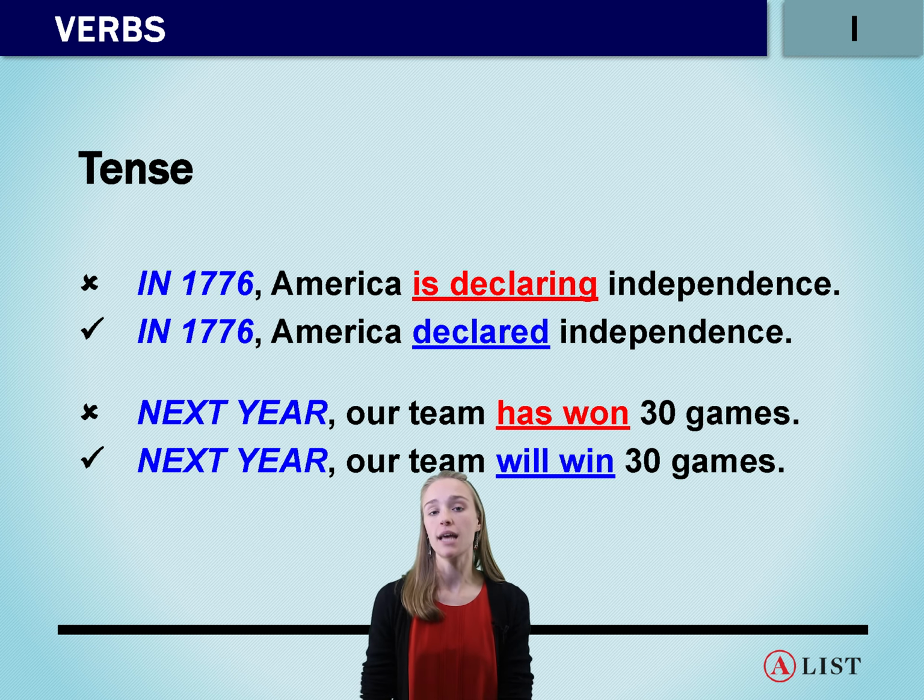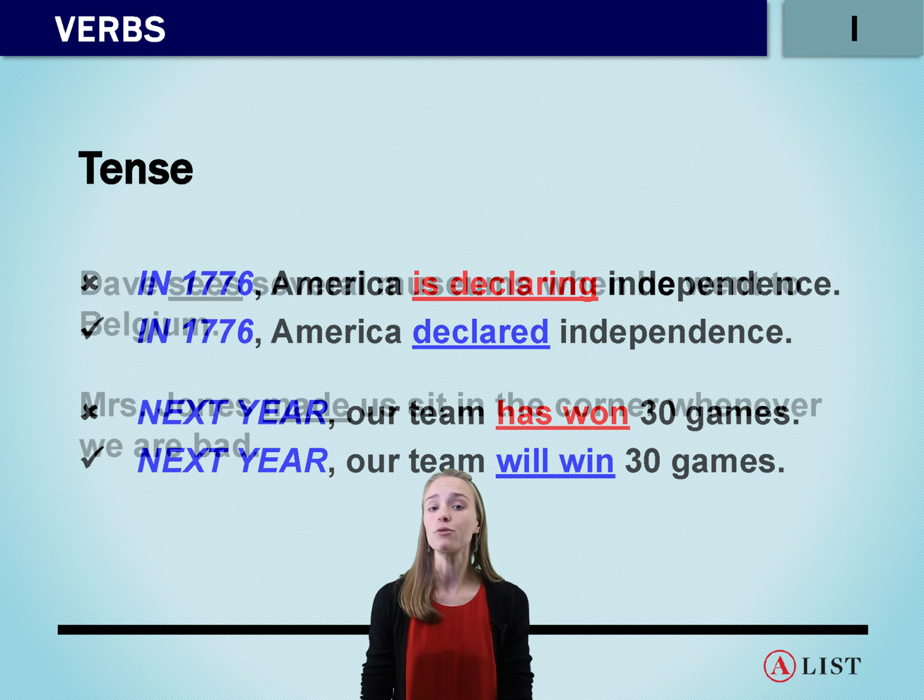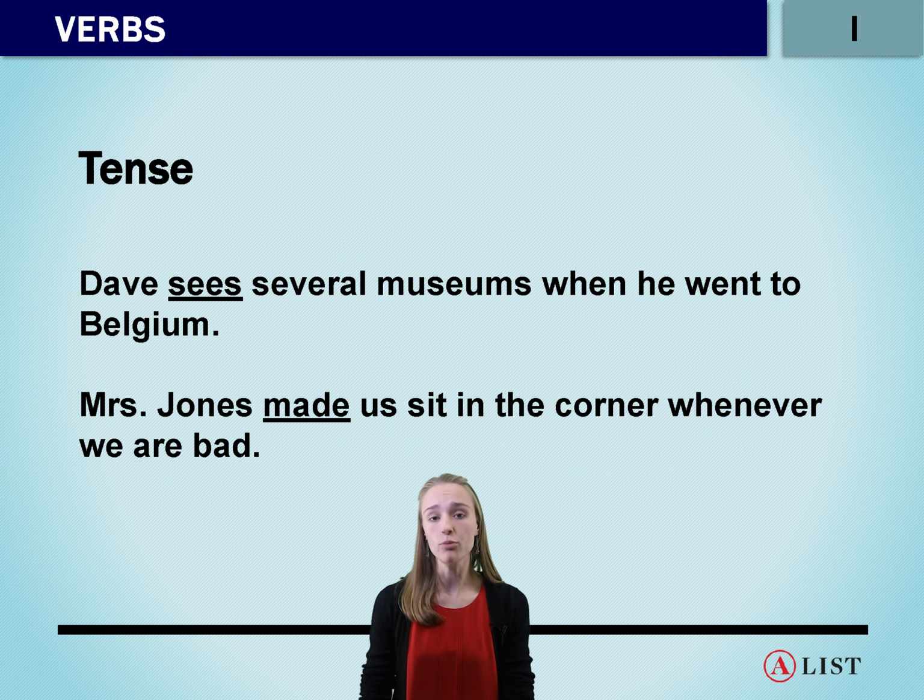Sometimes we're not going to have very obvious time words in the past or in the future, so what we need to do is look for other context clues in our sentence. Sometimes we're going to look for other verbs. These can be really helpful in determining when something is taking place.